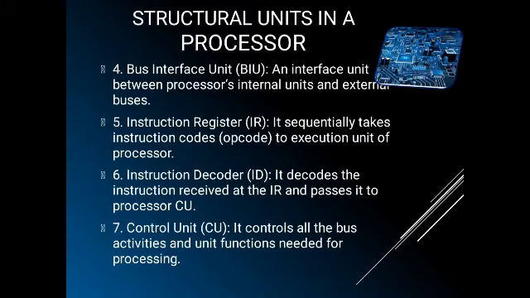Then the instruction register, it sequentially takes the instruction code. It holds the address, that is, the opcode to be executed, in that instruction register. Then the instruction decoder: the opcode in the instruction will be decoded by this instruction decoder. Based on the decoded instruction only, the control unit will deliver the commands to process the data.